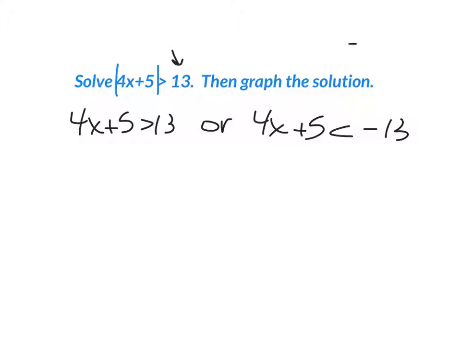Think about that. If I have a number line and I want to know what number is 13 away from 0, well, it would be 13 and negative 13. Those are exactly 13 away, but what is more than 13 away? More than 13 away would be everything over here and everything over there, which is greater than 13 and less than negative 13. That's why you set it up that way.